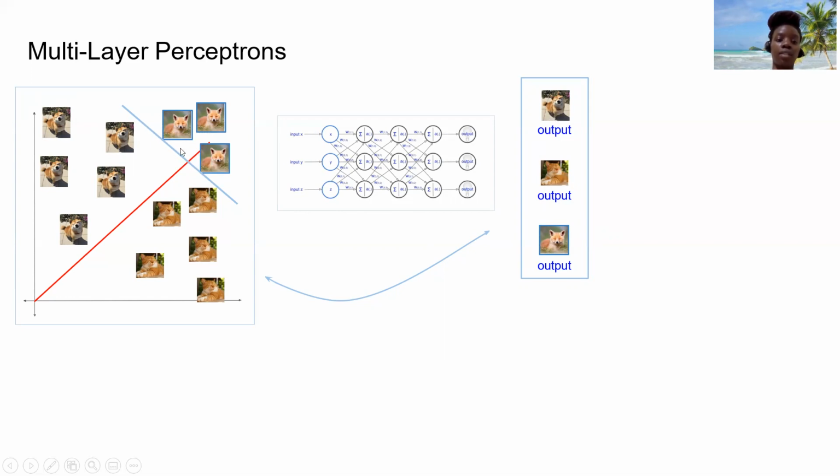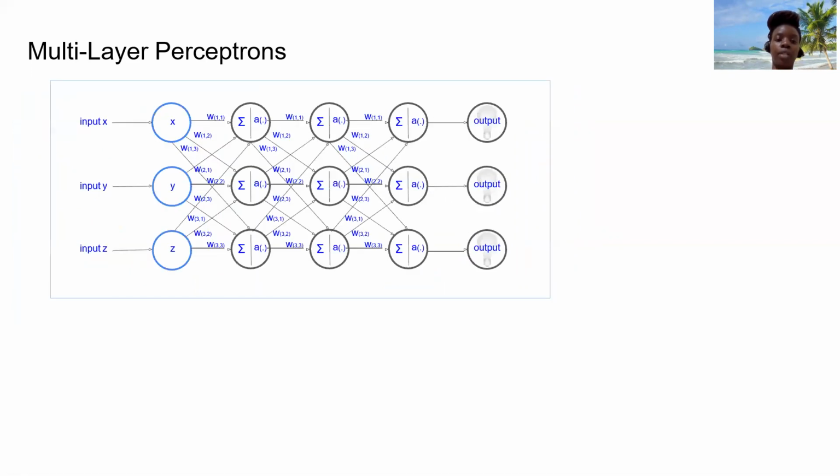We have multiple layers of perceptron doing the classification of multiple classes. So this is the structure of a multi-layer perceptron. This is what we call a fully connected multi-layer perceptron, also known as an MLP. We call it fully connected because each node in this middle section is connected to every node before it and after it. So you can see this node is connected to this node, is connected to this node, is connected to this node. So that is what we call fully connected.